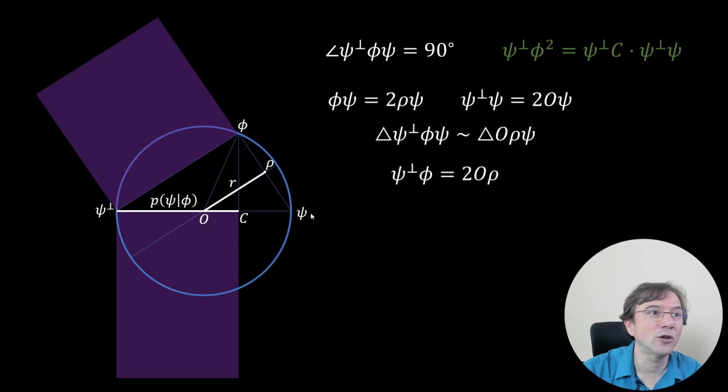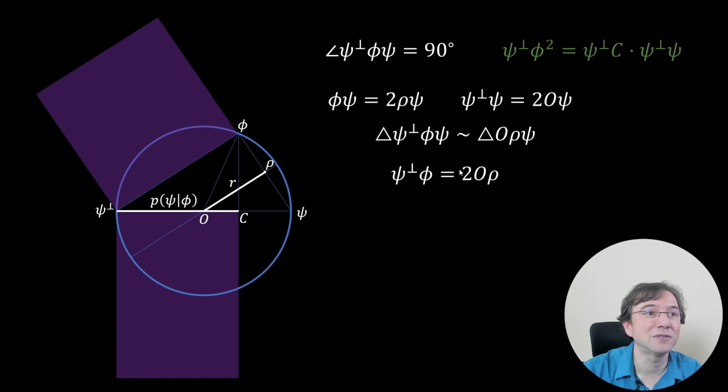Now, another thing that we note is phi psi is twice the distance of rho phi, because we said that rho is in the middle of the two. Also, psi perp psi is twice the distance between O and psi, because this is the diameter and this is just the radius. Okay, so this triangle here is similar to this triangle here, which means that this distance here, psi perp phi, is twice the distance of O rho.